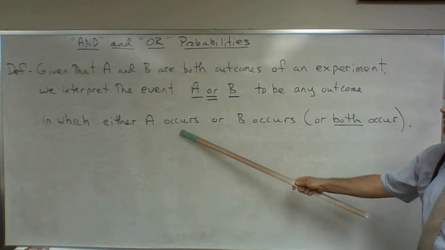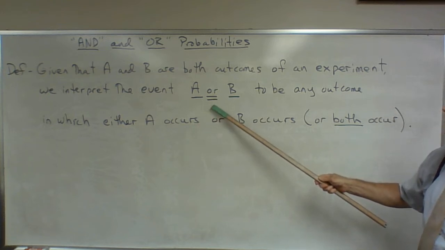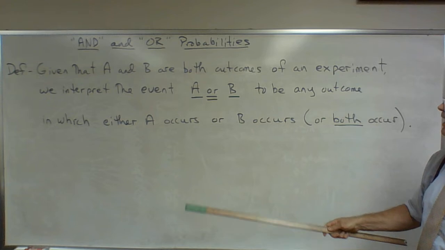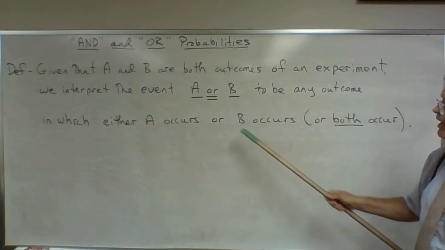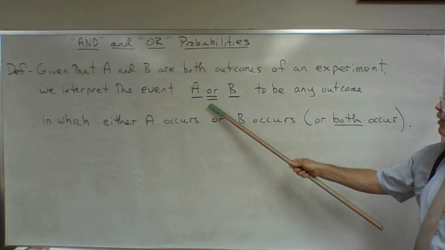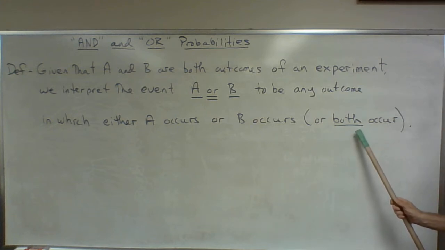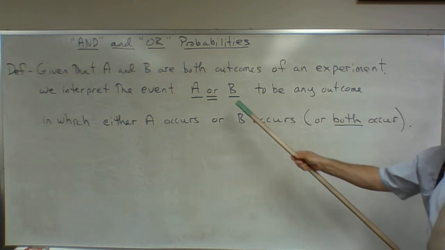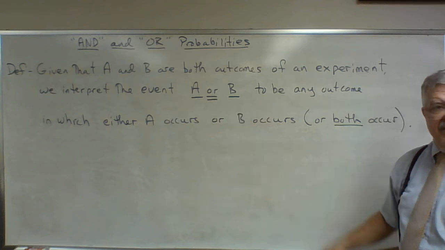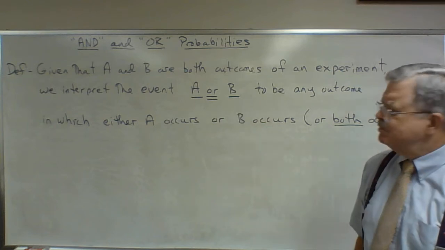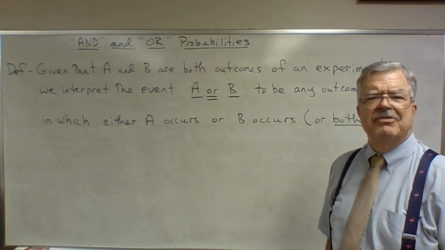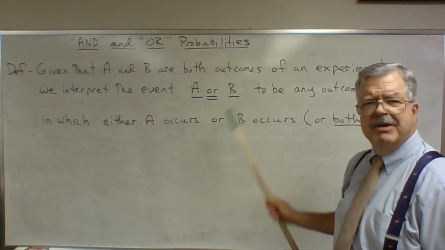If A occurs, then this event A or B has occurred. If B occurs, then this event A or B has occurred. If both A and B occur, then this event has occurred. Now, what might be some scenarios in which this would be relevant?